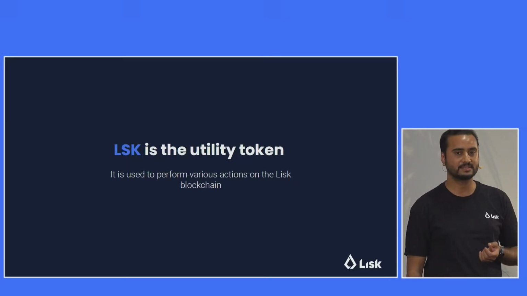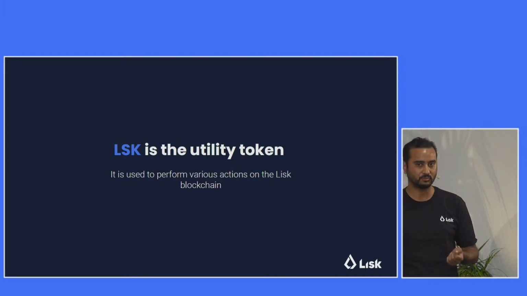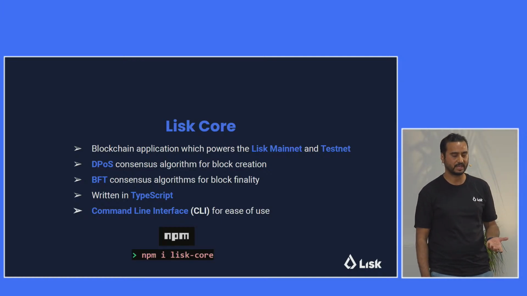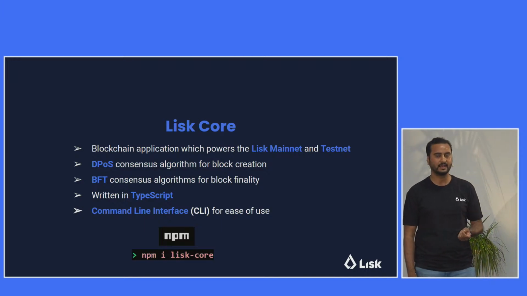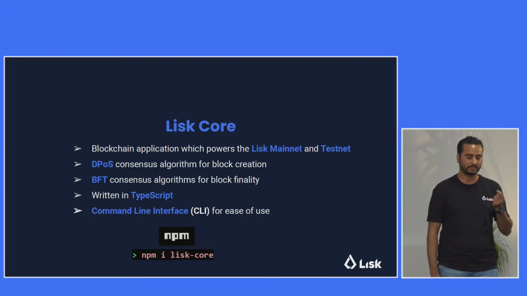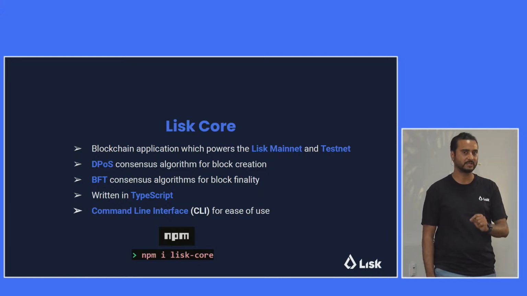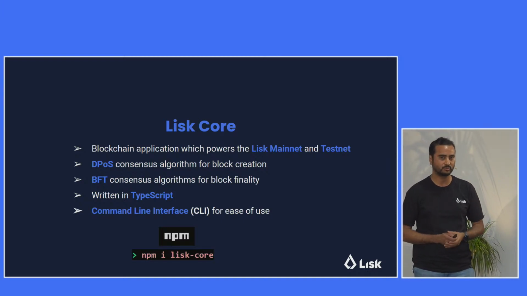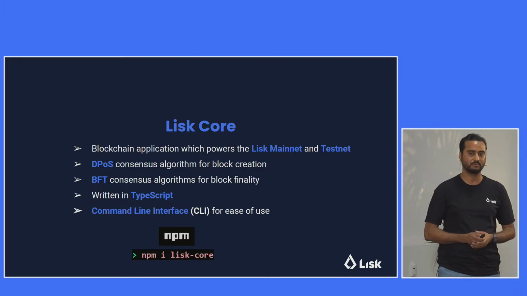And LSK is the utility token that is being used in our network, which is used for various activities like transfer token, vote or unvote, delegate. And this LSK token is used in our network, which is managed by a blockchain application we call Lisk Core. This is the client, and this is powering Lisk mainnet and testnet for the last 6 years.